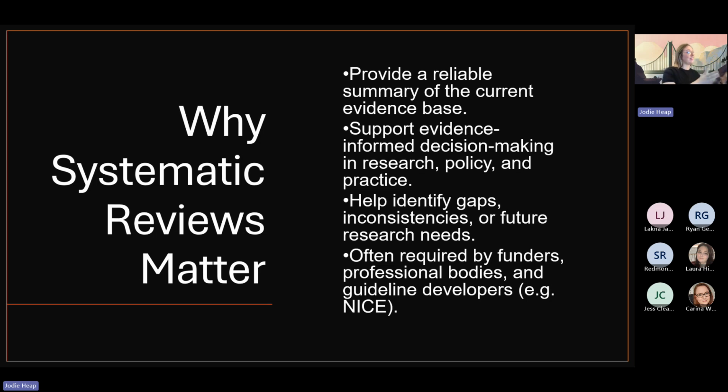So we can see, okay, this area has been quite well studied, but actually this area could also be interesting and there's just not so much research on there. And it can be used by, and is often required by, funders, professional bodies and guideline developers. So these bodies that are overarching a particular field will ask for a systematic review of the most recent research so that they can have an understanding of what the vibes are really. Where's the research going? What are the problems? What's the conversation going on?